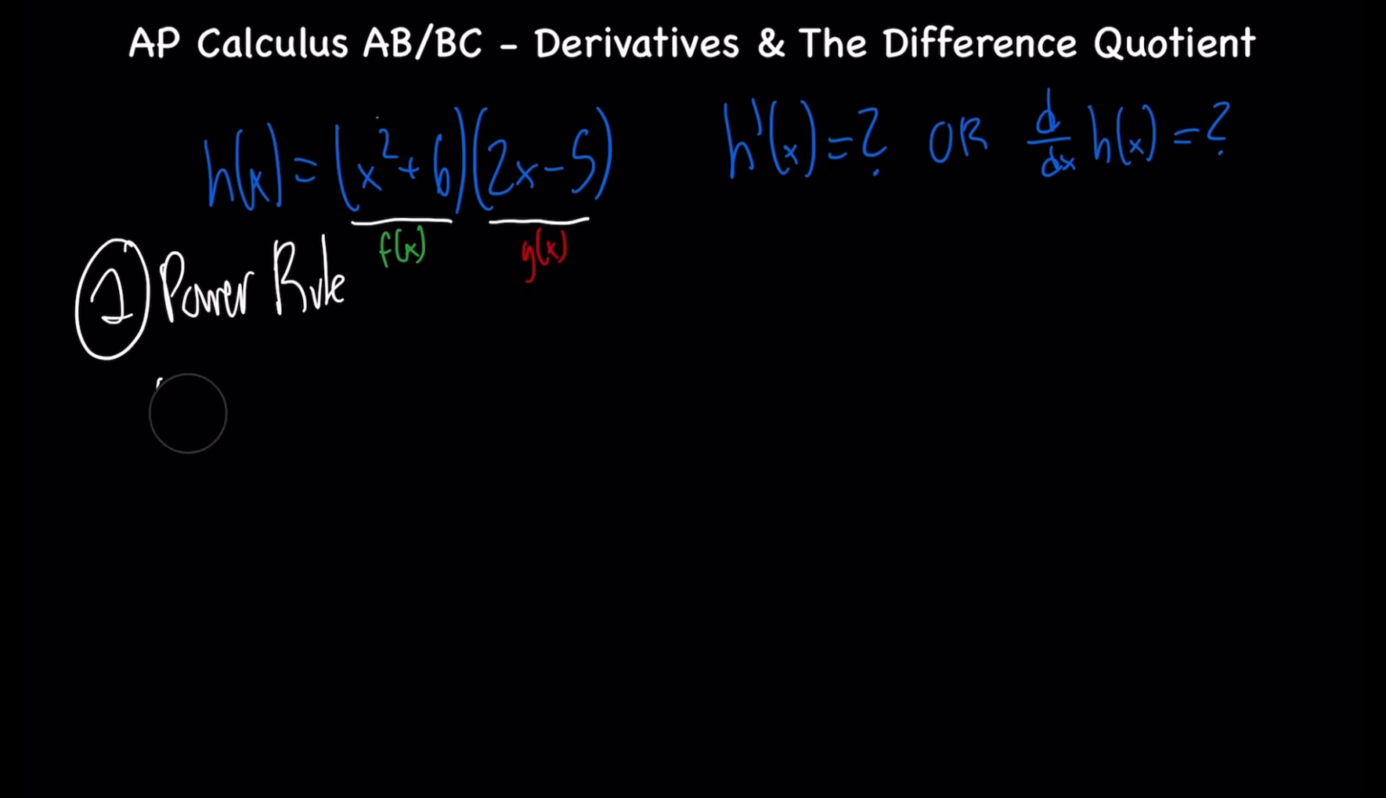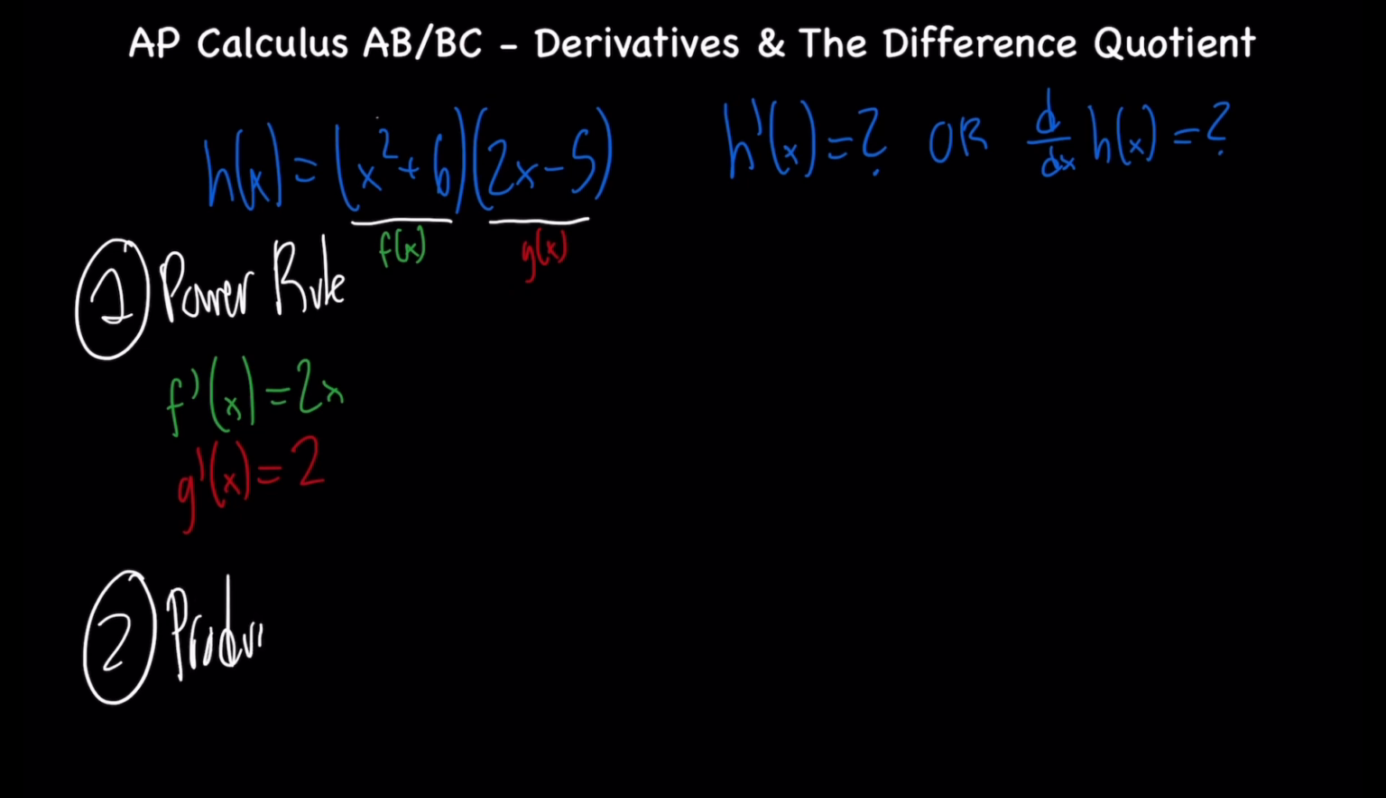let's color code this a little bit actually. So f prime x, you end up with 2x. And then g prime x, you end up with just 2. Step 2, now you apply the product rule.